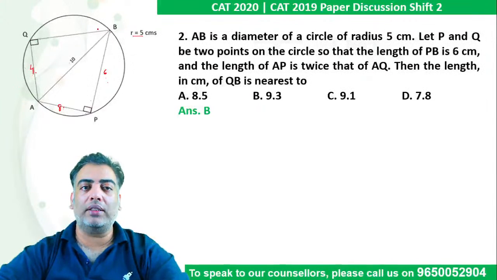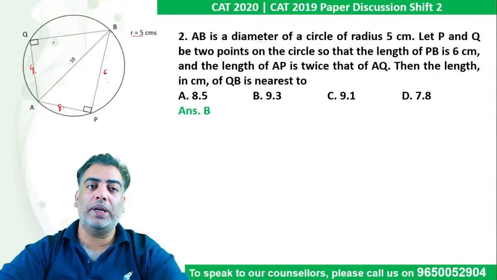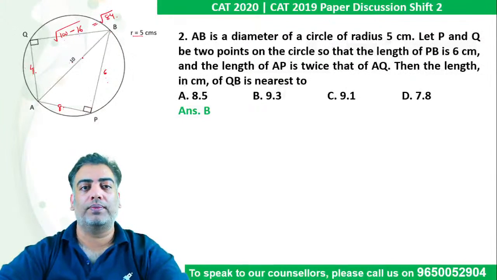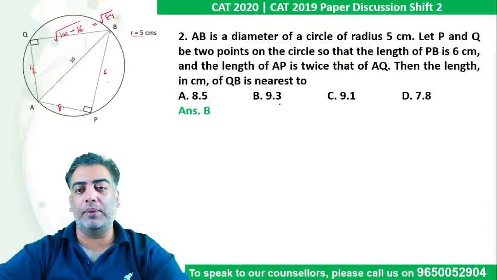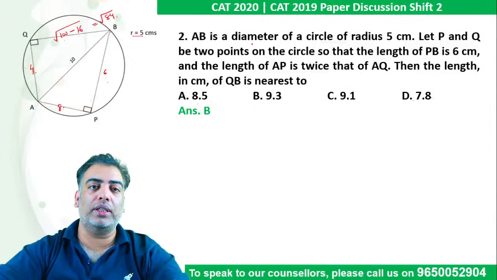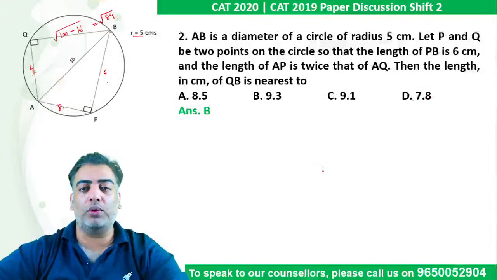As we are required the length of QB, this is another right angle triangle. QB comes out to be square root of 10 square, which is 100, minus 4 square, which is 16. And 100 minus 16 comes out to be root of 84. Now we are having answer options 8.5, 9.3, 9.1, 7.8. In order to find the nearest answer option here, we must find square root of 84.